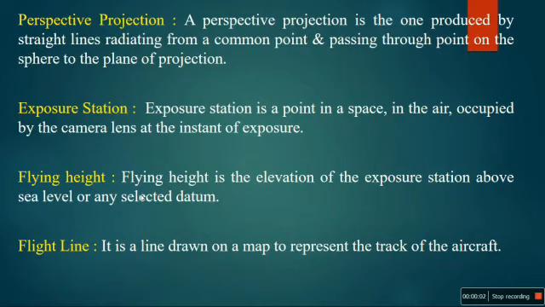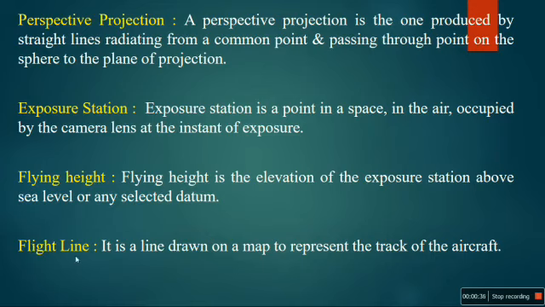Next definition, that is flying height. Flying height is the elevation of the exposure station above the mean sea level or any selected datum. For example, suppose we consider this here as the datum or mean sea level. The camera is mounted on the plane. So this is our exposure station. The distance from this exposure station to the datum is called the flying height.